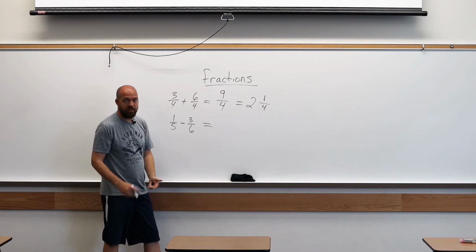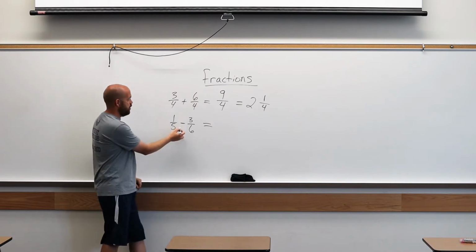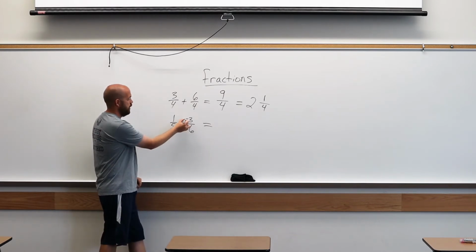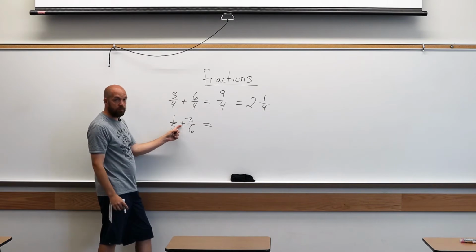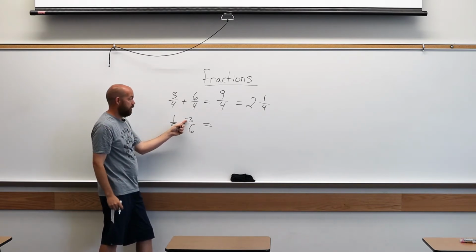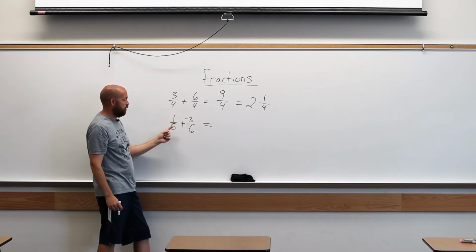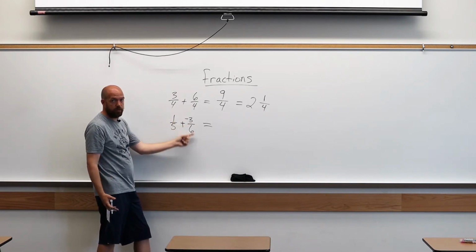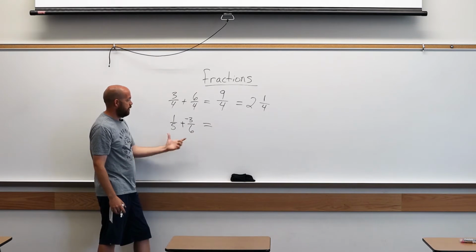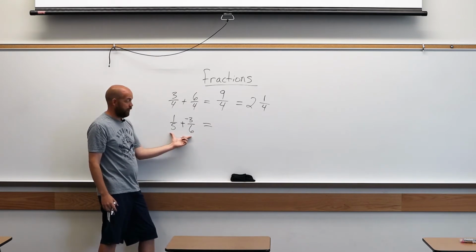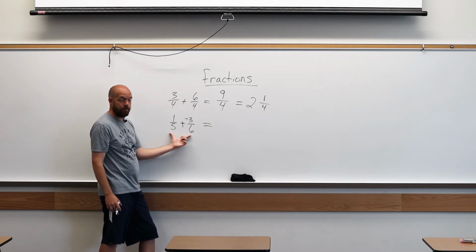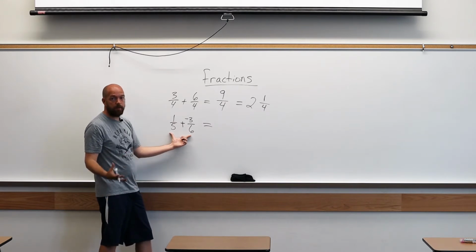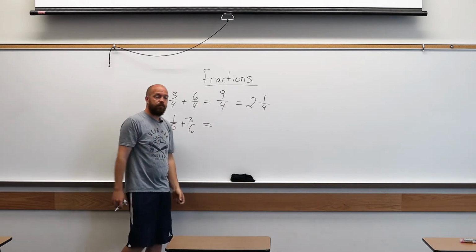Subtracting is the same thing as just adding a negative. So instead of the subtraction sign, I'm going to make that a plus, and then make it a negative attached to the 3 on the next fraction right behind it. So now I'm doing 1/5 plus negative 3/6. The issue I have now is that the denominators are not the same. So I need to get a common denominator.